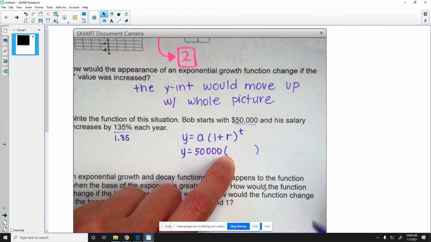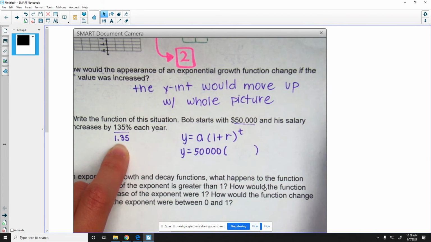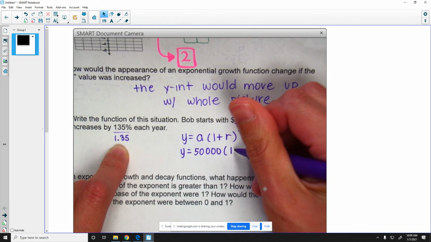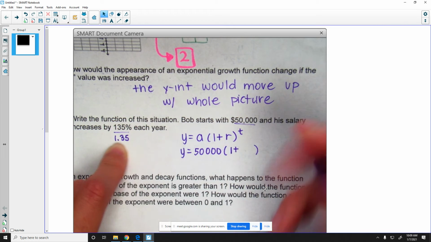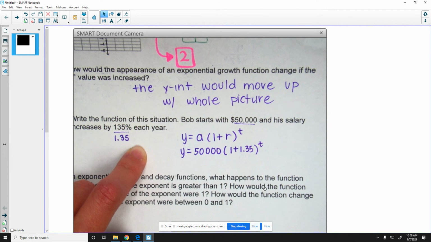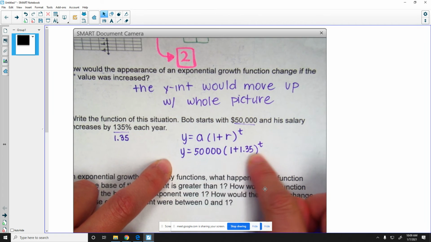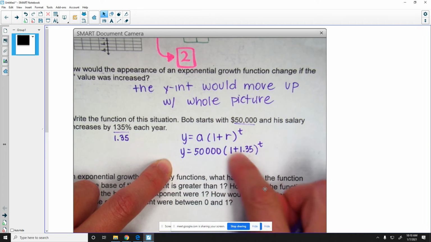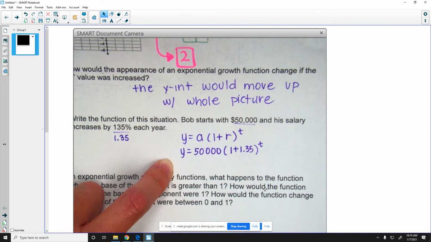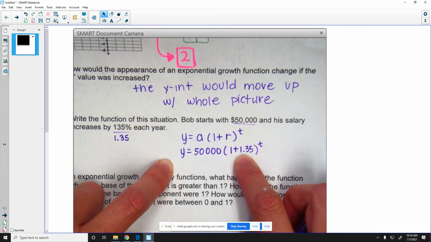It's 1 plus. Okay, some people think since it's already over 1, they'll just write it over 1, but it's not. You still have the 1 plus there. So it's 1 plus your percentage, which is 1.35, to the t. So this is actually your function. It's okay to have a number in parentheses bigger than 1. You can have a 7 in there, or a 10 or 1,000 or whatever. That's okay. That just means you had a huge percentage increase.